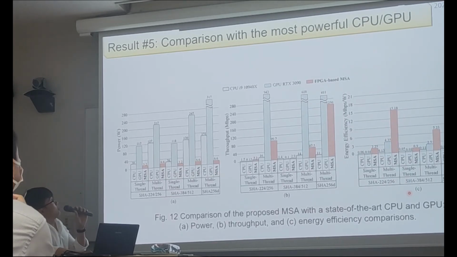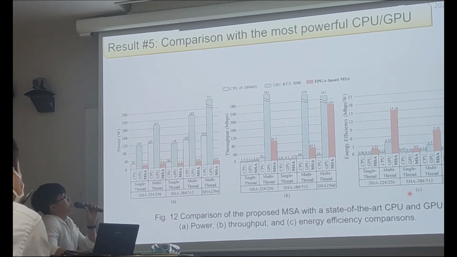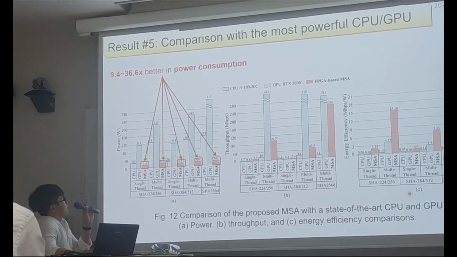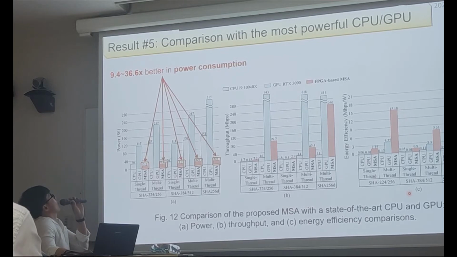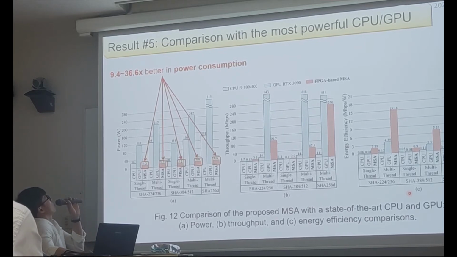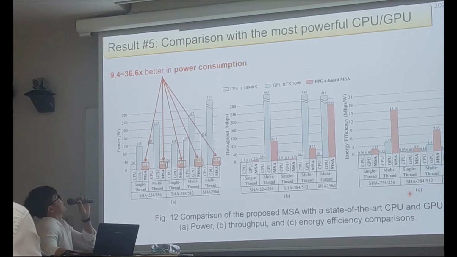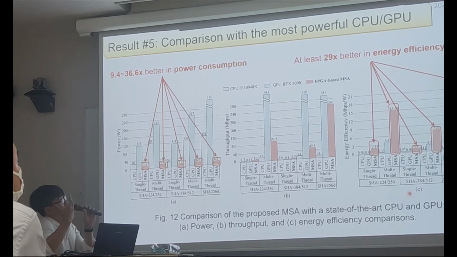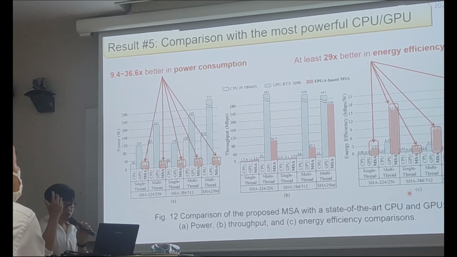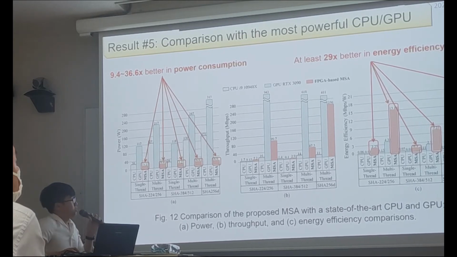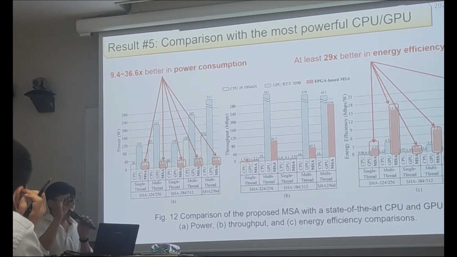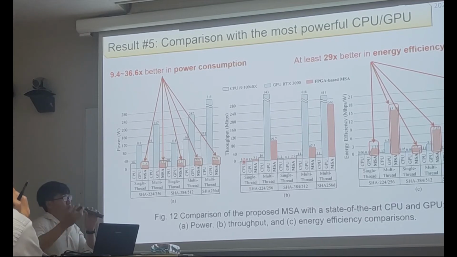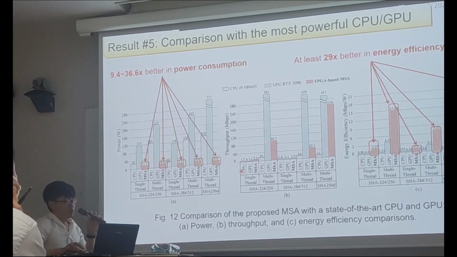And the final one, I will compare to the most powerful CPU or GPU. As you can see, our accelerator is 9.4 to 36 times better in power consumption, and also at least 29 times better in energy efficiency. For a fair comparison in this task, I use open source implementations from the internet. They implement for better throughput on CPU or GPU.